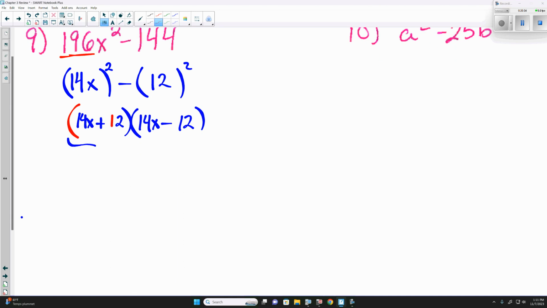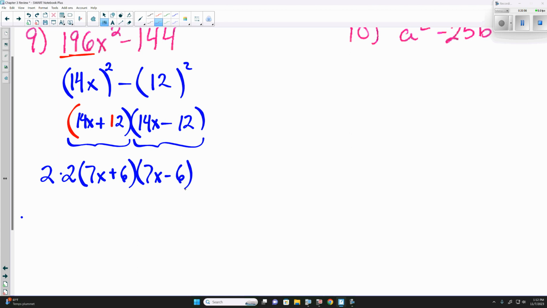Now, one thing that is interesting with this one here, if we look at both terms, 14 and 12, do they have a greatest common factor? If I factor it out, 2 out of 14x would be 7x. 2 out of 12 would give us 6. But I can also factor it out of the other one.